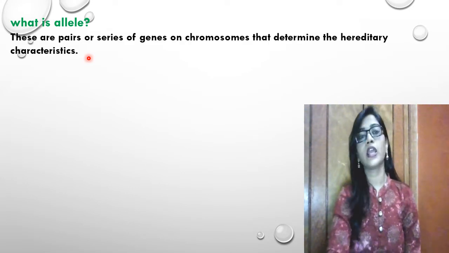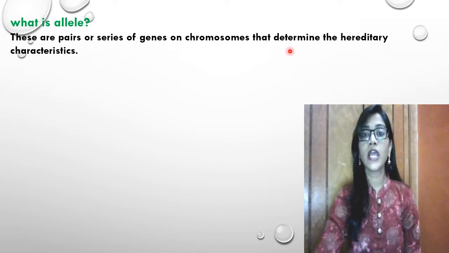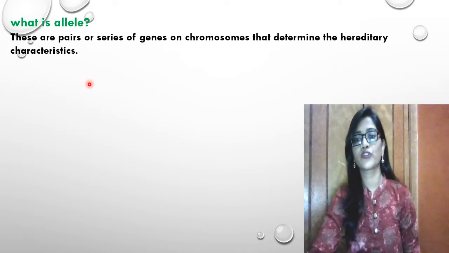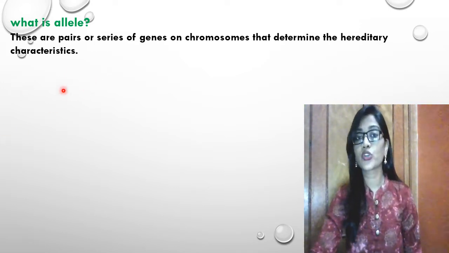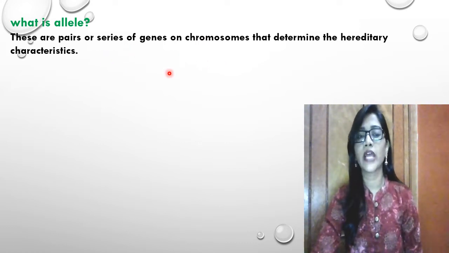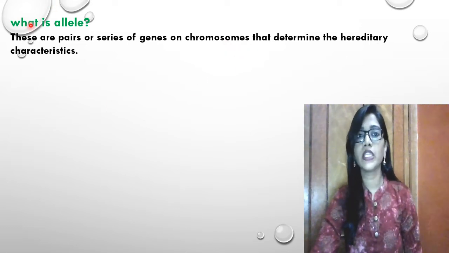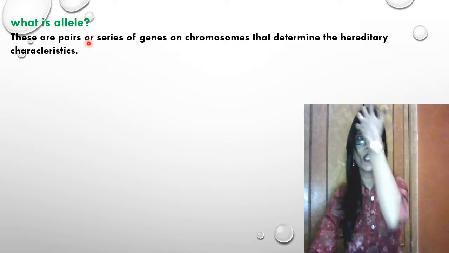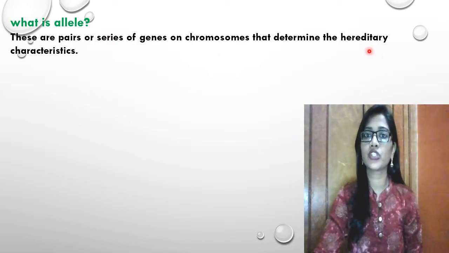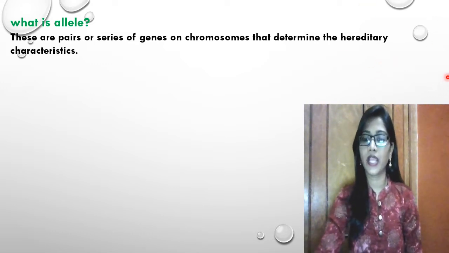So what is an allele? These are the pairs or series of genes on a chromosome that determine the hereditary characteristics. We have studied homologous chromosomes and the structure of chromosome in detail in the earlier videos, so you can go through that. The chromosomal pairs contain the alleles, which are present on the chromosome, carry the genetic information and determine the hereditary characteristics. So these are known as alleles.